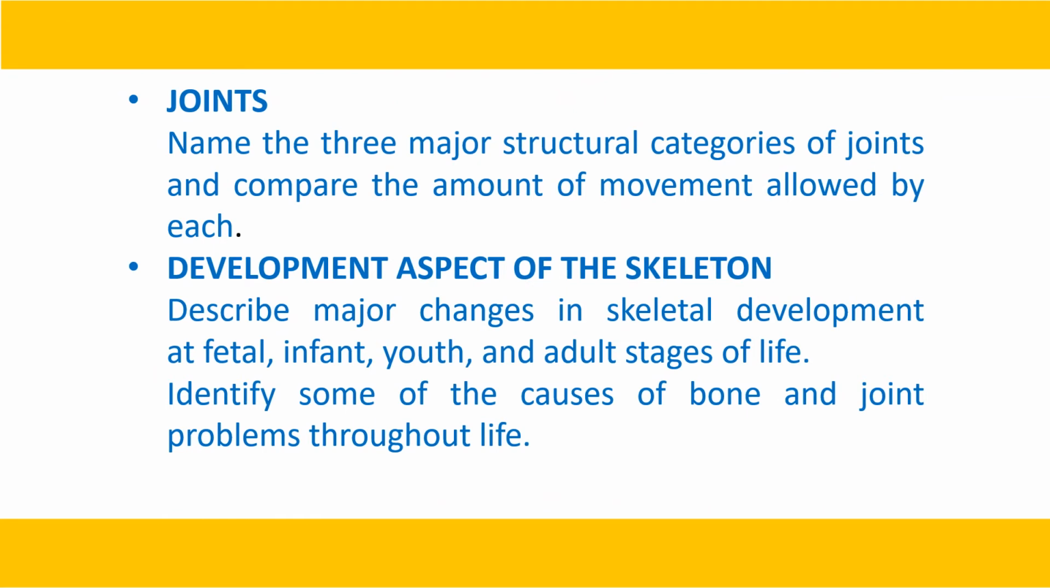The learning objective for today's video is naming the three major structural categories of joints and comparing the amount of movement allowed by each joint. Then in the developmental aspect of the skeleton, we're going to describe major changes in skeletal development at fetal, infant, youth, and adult stages of life. We'll also identify some of the causes of bone and joint problems throughout life.